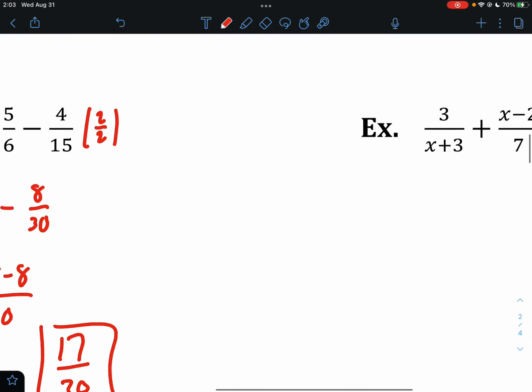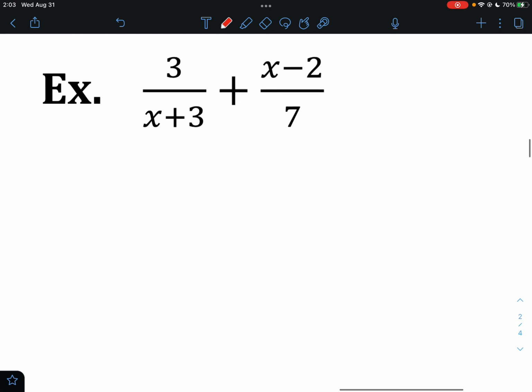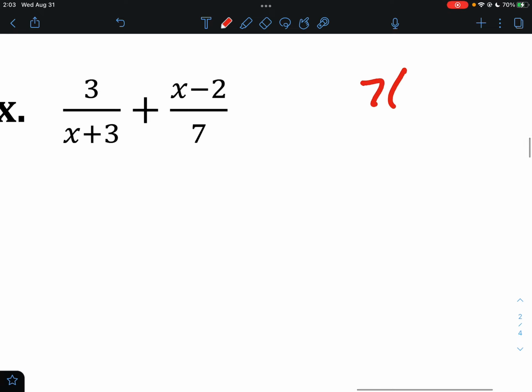What if we started adding x's into it? Okay, no problem. It's still the same thing. The common denominator here is the smallest number that 7 and x plus 3 both would go into evenly. And that number is 7 times x plus 3.